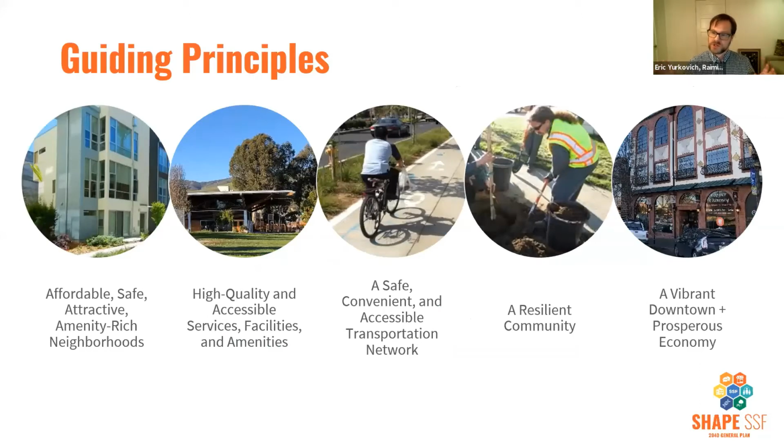So these are really the general plan guiding principles. These talk about how we shape the future of the city and what we're trying to achieve in the general plan. We're really trying to achieve affordable, safe, amenity-rich neighborhoods that are affordable to a wide variety of households and people. We want to create both high quality and accessible services and facilities that meet the needs of all of the users in South City. And we want to create a safe and convenient transportation network that prioritizes walking and biking and transit users. And we want to create a resilient community. We want to make sure that we're prepared for the potential impacts of climate change, while also being prepared for other shocks like we have seen in the last year, like the pandemic. And we want to create a vibrant downtown and prosperous economy. These 5 guiding principles are really where we want to go in the future.